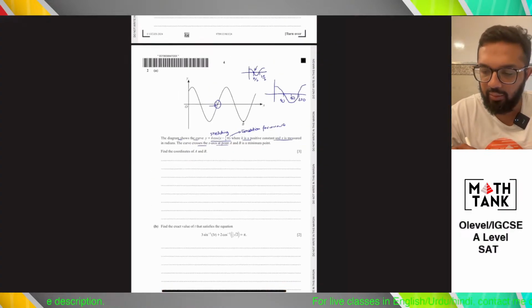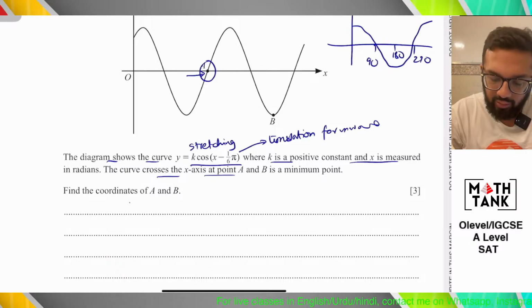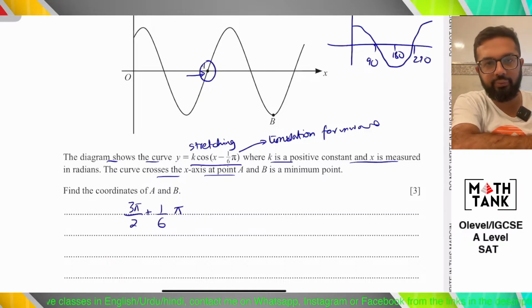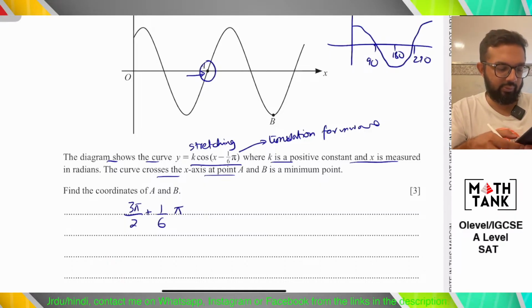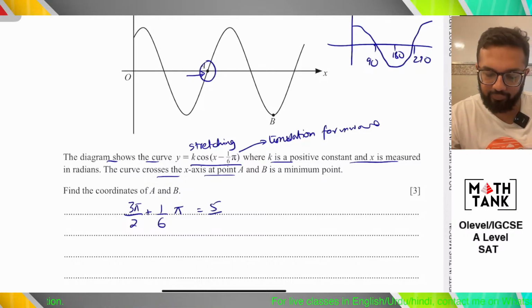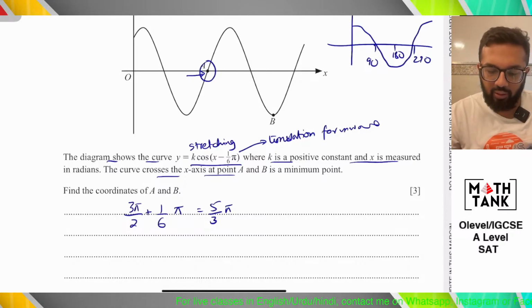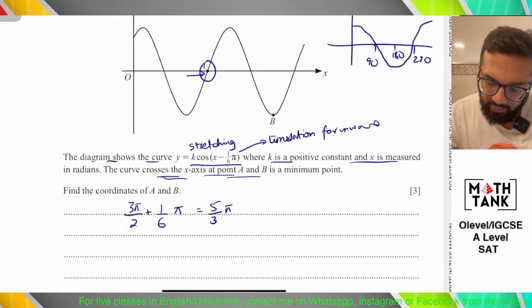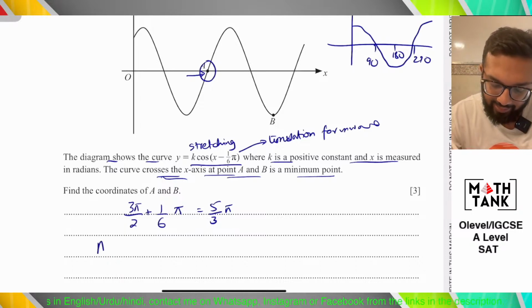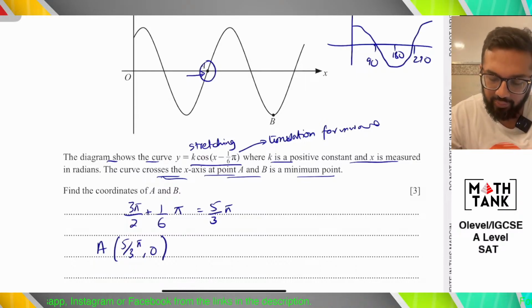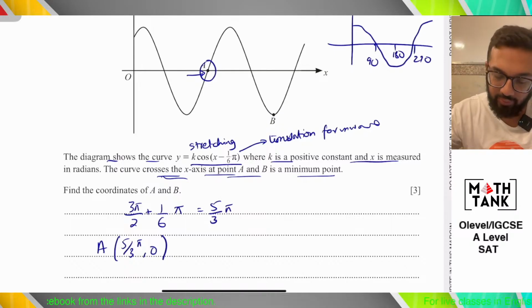So where will it be now? It will be at 3 pi over 2 plus 1 over 6 pi, which is 5 over 3 pi. Okay, that's the curve crosses the x-axis at point A and B is the minimum point. Find the coordinates. So A's x coordinate is 5/3 pi. The y coordinate is easy. It's 0 in this case. I'm just going to write 0. For B, I'm going to find the y coordinate later on.